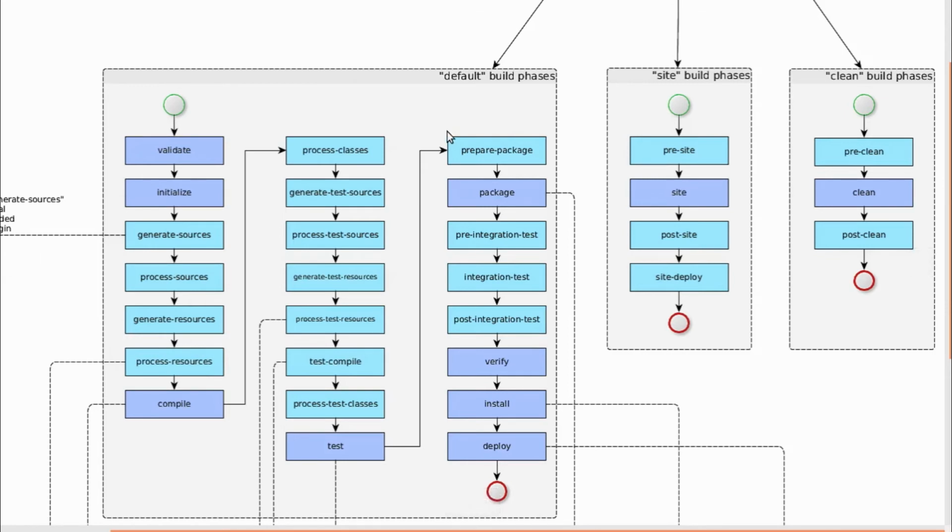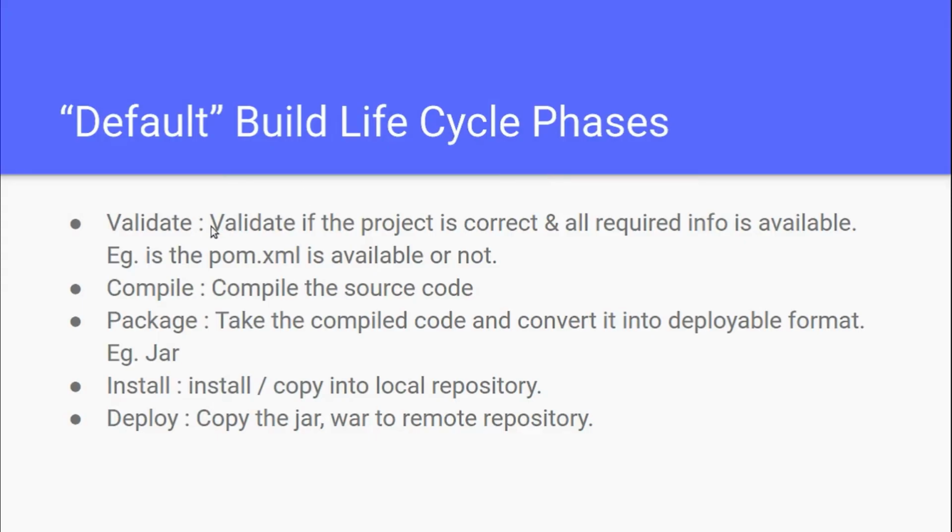Let's go back to our slide. First one is validate. What Maven does in the validate phase is it validates the whole project and ensures that it is correct or not. For example, it validates that pom.xml is available or not. Compile phase compiles the whole source code. Package phase takes the compiled source code and converts it into a deployable format, for example, jar, war, and ear.